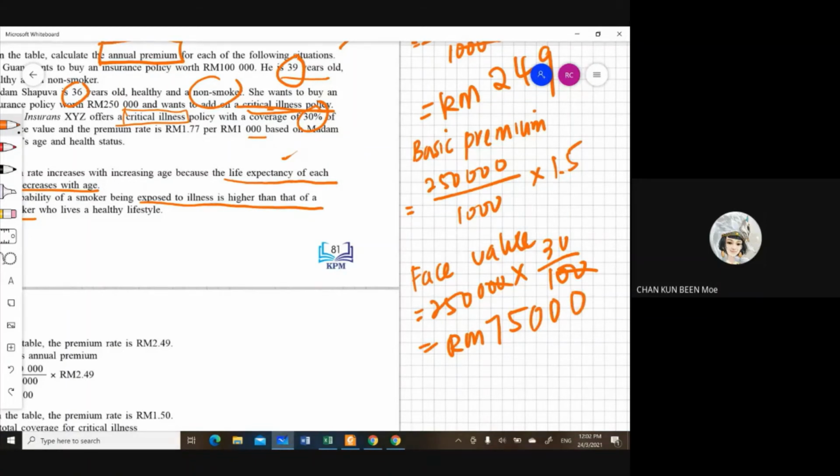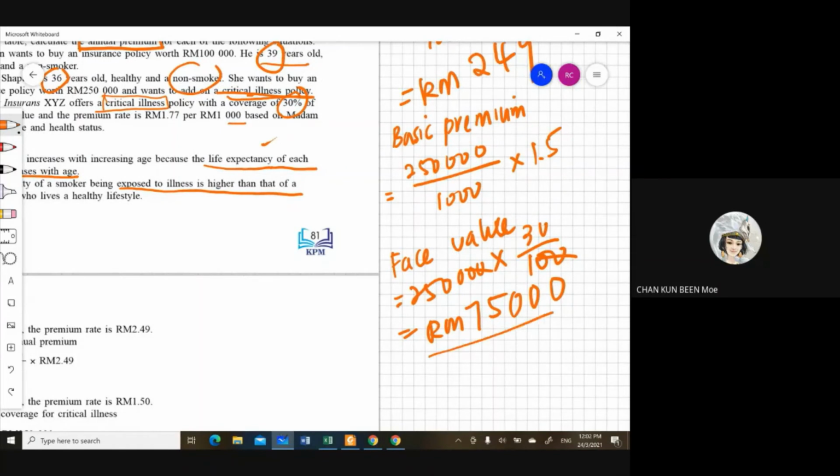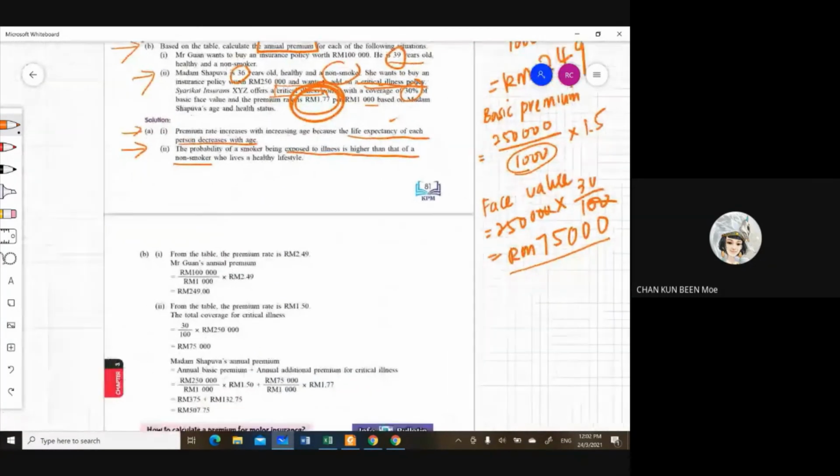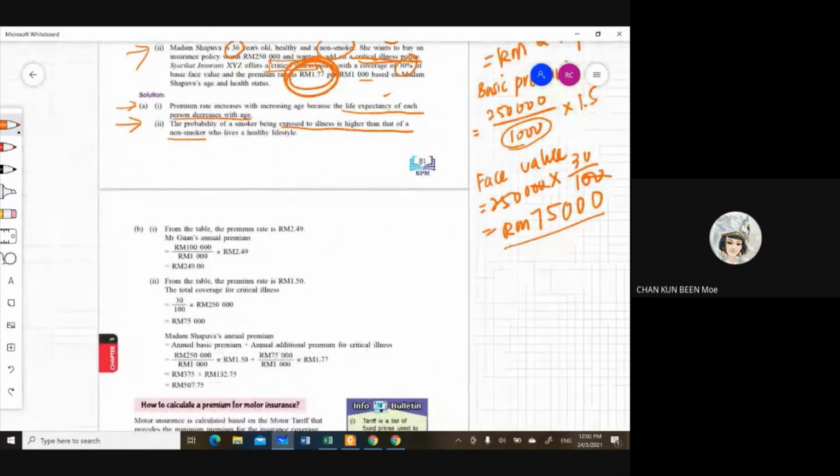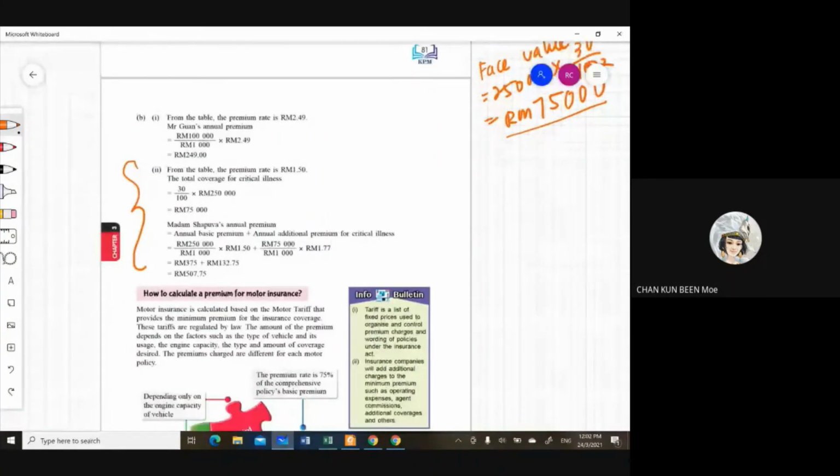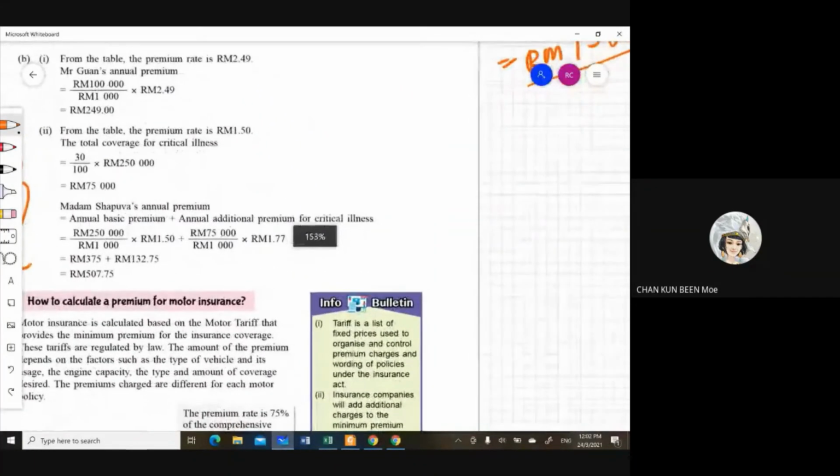Okay, so from here, the 75,000 becomes the new face value for the critical illness. You are going to divide by 1,000 like just now, and then multiply by 1.77, because that's the premium rate for additional critical illness. So you can see the given solution down here. From the table, the premium rate is 150.